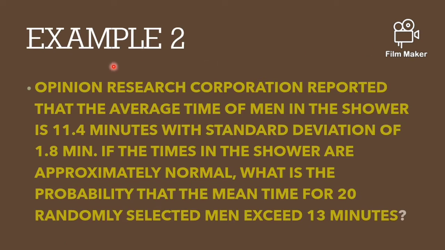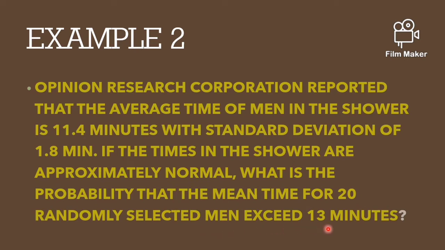Example number 2. Opinion Research Corporation reported that the average time of men in the shower is 11.4 minutes, with a standard deviation of 1.8 minutes. If the times in the shower are approximately normal, what is the probability that the mean time for 20 randomly selected men exceeds 12.5 minutes?